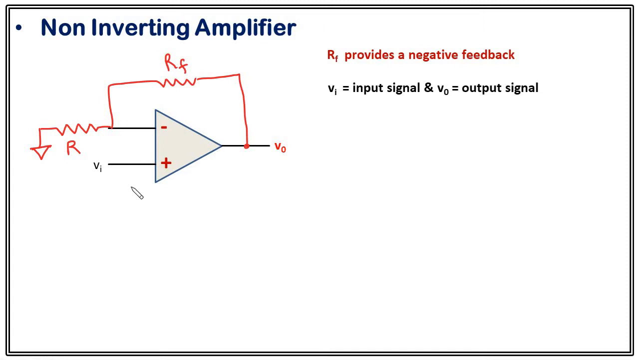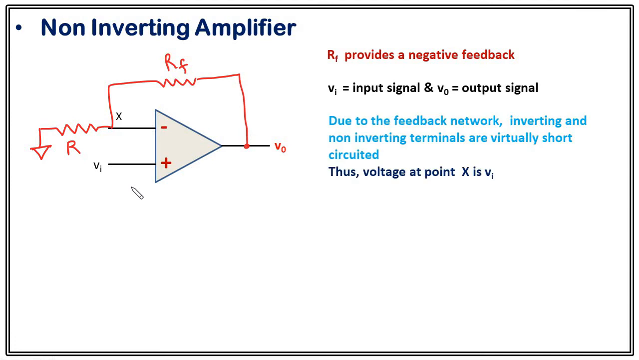In the previous lecture, I discussed the concept of virtual ground, the concept of virtual short circuiting between the inverting and non-inverting terminals. Here also, due to this negative feedback network, the inverting and non-inverting terminals are virtually short circuited. Therefore, the voltage at this point X will be the same as the voltage at the non-inverting terminal. Therefore, the voltage at point X will be Vi.